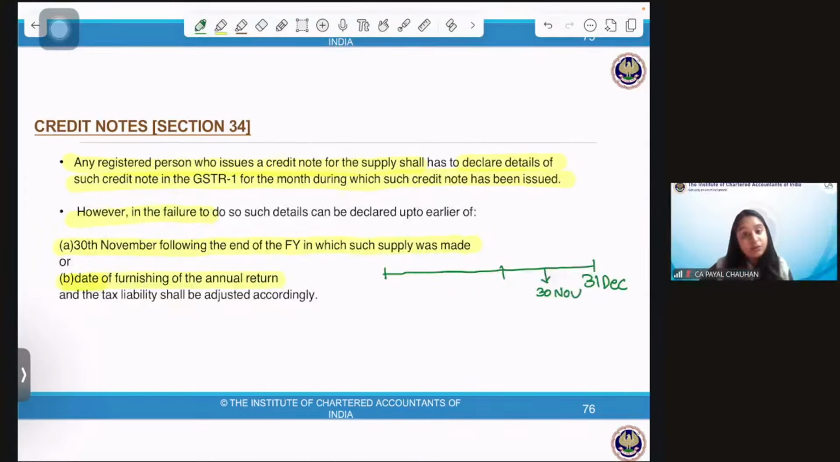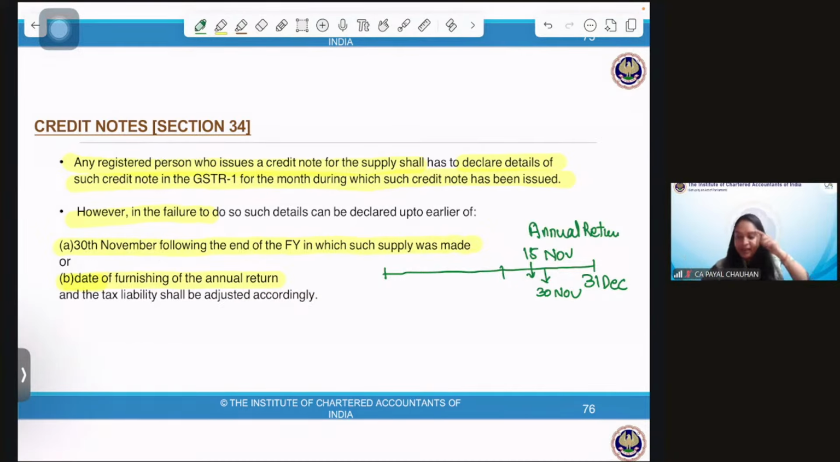Now I'm framing a question. I filed my annual return on 15th November. Tell me, till what time do I have to file my data about my credit note? I have filed my annual return. Because the point is either 30th November following the end of the financial year, or the date of filing, whichever is the earlier date.